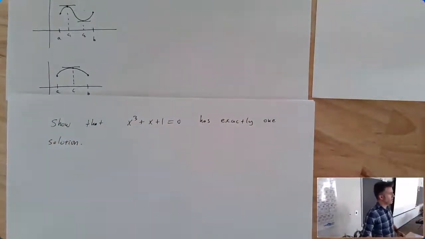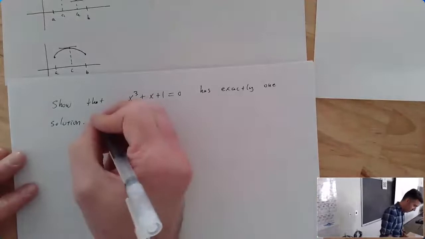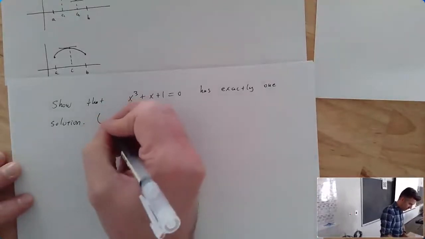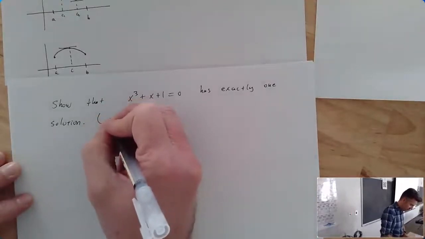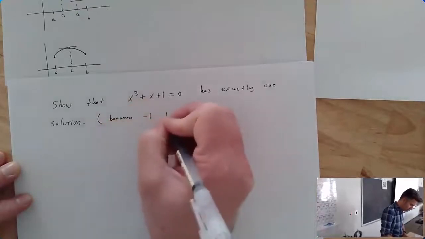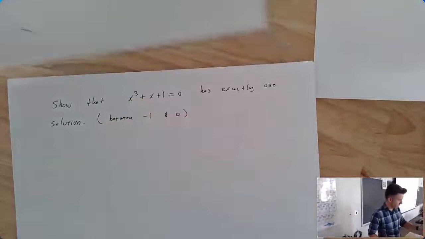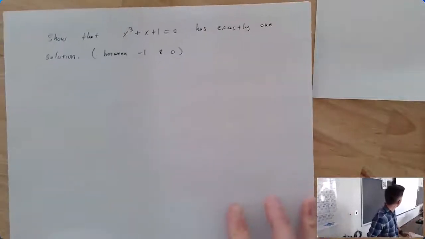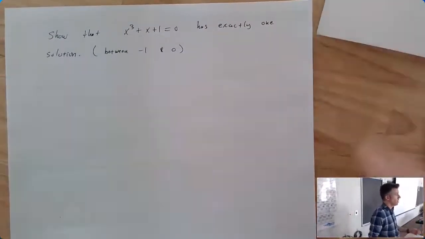And we'll be a little bit helpful here. We will say that we're going to point out the solution lives between -1 and 0 to make life a little bit easier. Sometimes they won't give you that though. Sometimes they're like, so there's exactly one solution.